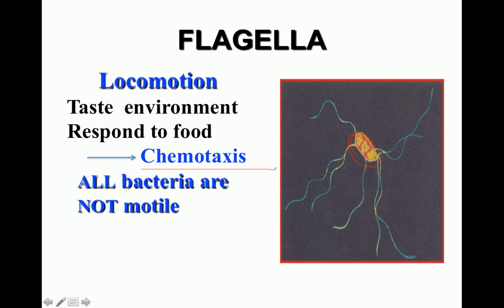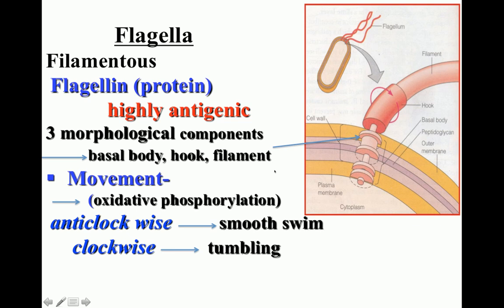There are different types of flagella, which we will be discussing in my next slide. But all the flagella are filamentous structures. If you look at this picture, it's a filamentous structure. Here you can see the filaments which are coming out of the cytoplasmic membrane, and these are protein in nature and highly antigenic, which means that antibodies would be produced against them.